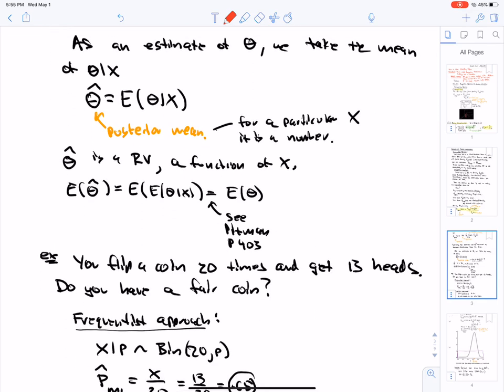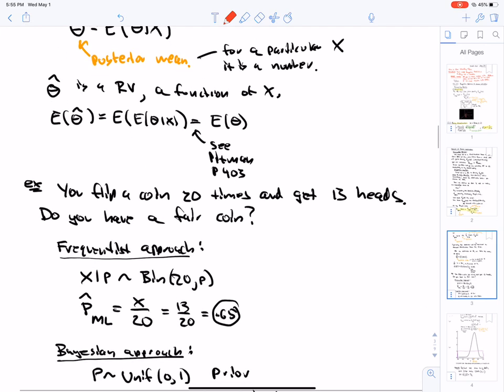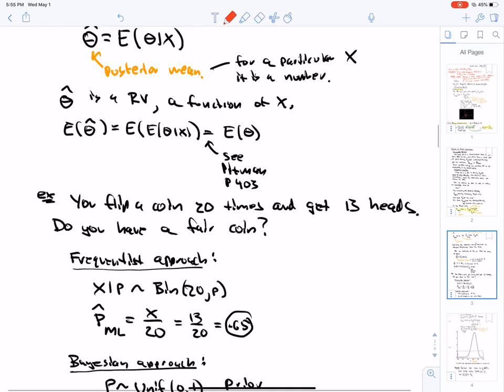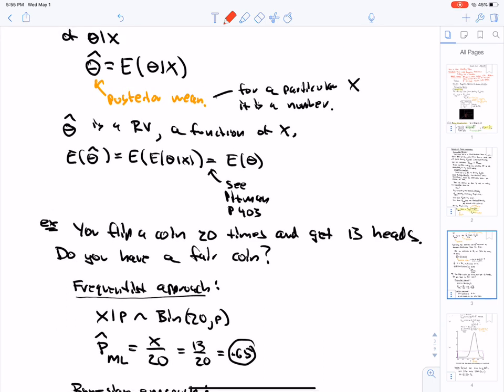So as an estimate of theta, we take the mean of the posterior. So we call that the posterior mean, the expectation of theta given x. For a particular x, it is a number. So theta hat, the posterior mean, is a random variable. It's a function of x. Taking the expectation of the posterior mean, by the property of iterated expectation, gives you the expectation of theta, which is as close to saying that theta hat is an unbiased estimate of the expectation of theta.